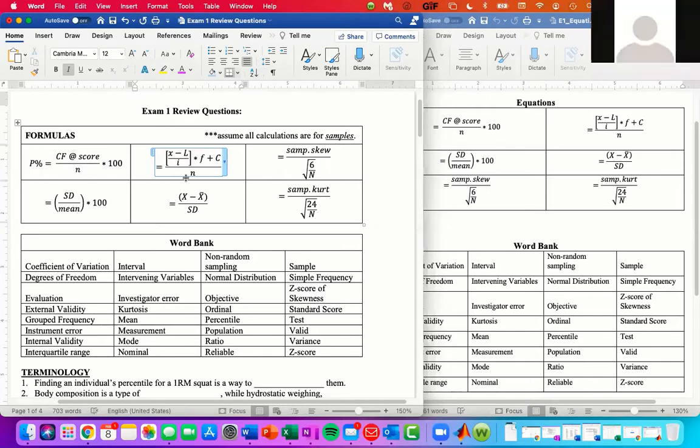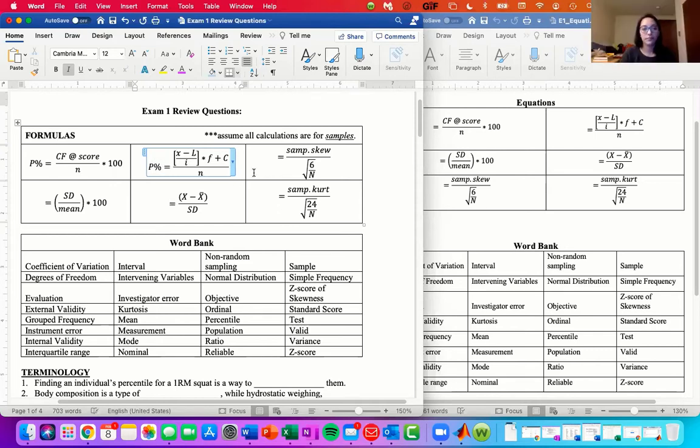Is that exact percentile in the grouped frequency? Would that be estimated? This is exact percentile. Okay. And that's when you have a range of data?